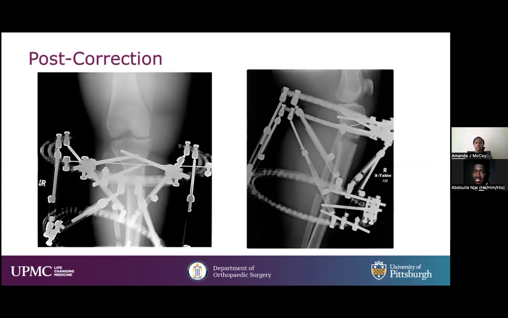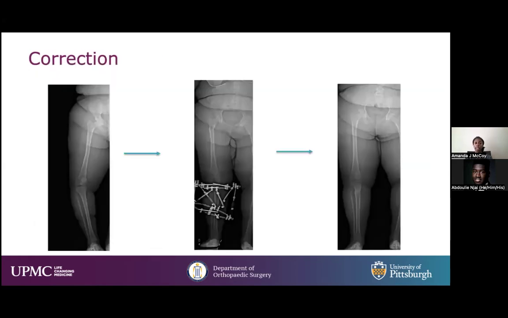All right, so this is her when she completed her correction. And so this is where we started. This is her standing alignment film with her frame after her correction was completed. And then you can see her frame is taken off and now she has a normal knee. And we actually just did her other side.